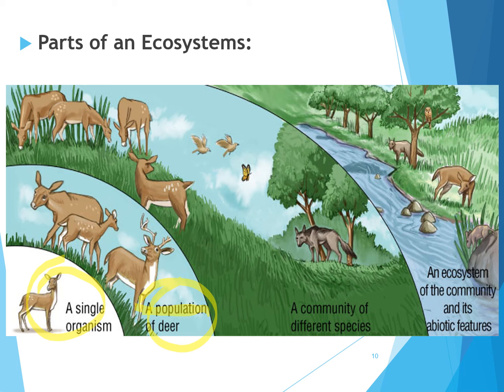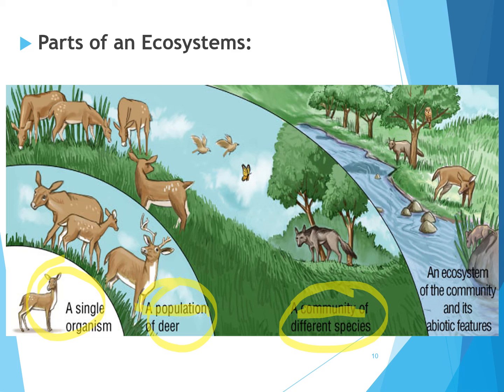Okay? And then in this next piece of the diagram, we have something called a community of different species. A community is made up of a whole bunch of different populations. You'll see here we have a wolf, a butterfly, birds, and deer. So a community is a group of different populations of organisms. We have a population of deer, a population of birds. So a community is made up of multiple different species or organisms.